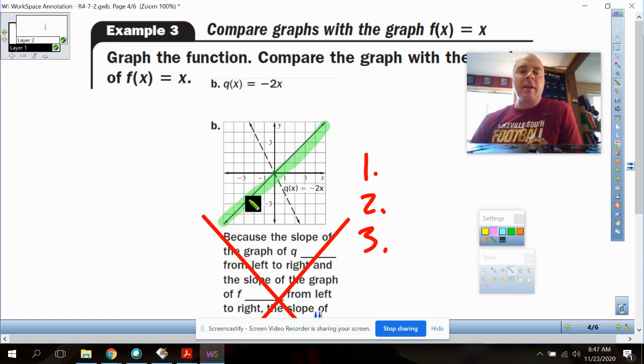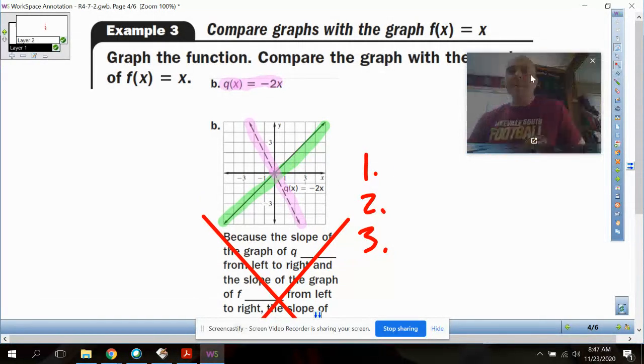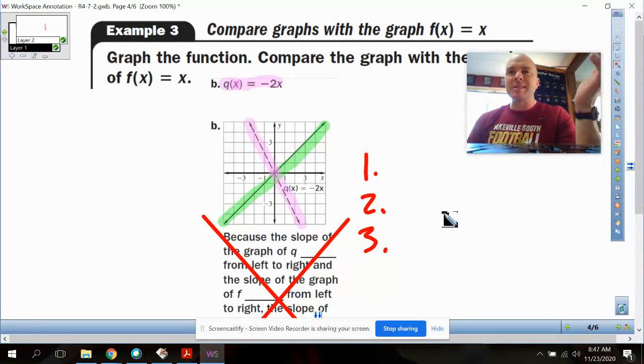All right, we were just saying that the parent function here is graphed in green. That's just a slope of 1, a y-intercept of 0. They want us to graph q of x equals negative 2x, so that's got a y-intercept at 0 and a slope of negative 2, so it's going down 2 over 1. So you can see, we talk about comparisons.